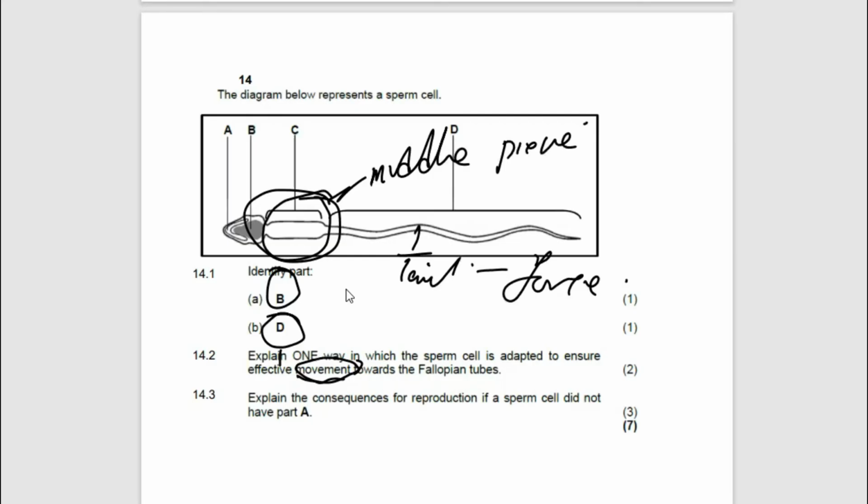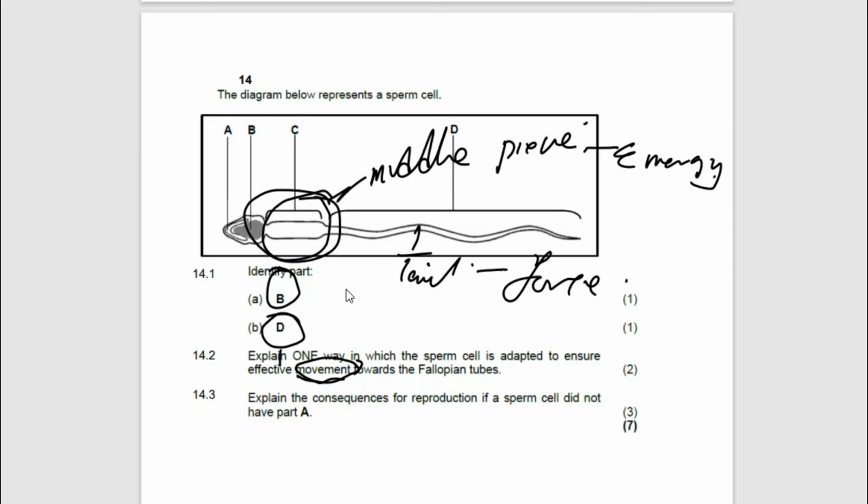Piece. This one has mitochondria, which are responsible for production of energy. Yes, production of what? Energy. Explain the consequence for reproduction if the sperm did not have part A.